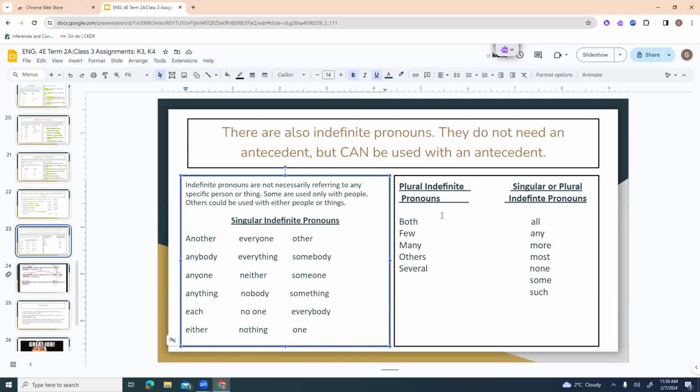Here are plural indefinite pronouns. These ones I would only use if I'm talking about more than one of something: both, few, many, others, or several. These ones are not only indefinite, but they can be used for either singular or plural: all, any, more, most, none, some, or such. In this case, these particular pronouns could be used as a subject or as the object, right? But again, they don't have to have an antecedent, so you don't have to worry about that part.